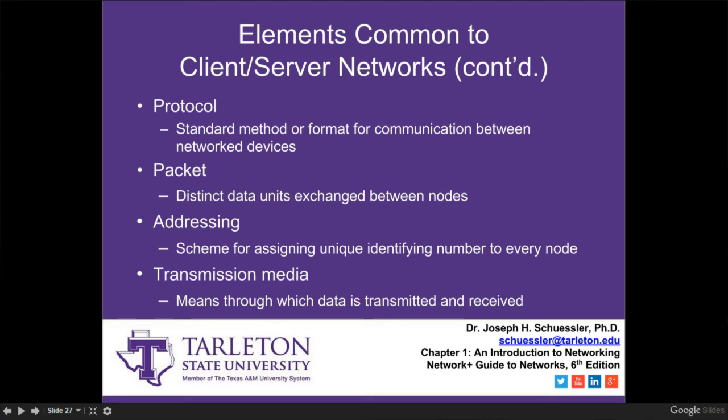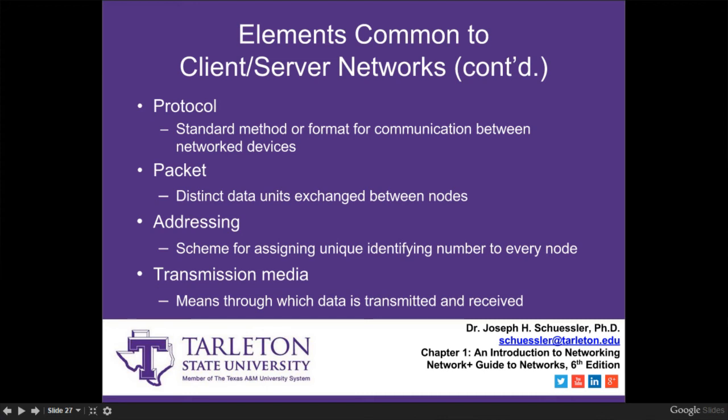To be able to get to the proper place, we use addressing schemes. And an addressing scheme is a scheme for assigning a unique identifying number to every node. So again, if we're talking to a friend in a group of people, we're looking that individual in the eye. We're talking directly to that person. Even though there are other people in the group, we're talking to a specific person. Same thing with computers. We need to be able to talk to an individual computer when we're trying to download a file, access a web page, etc. And that's where addressing comes in.